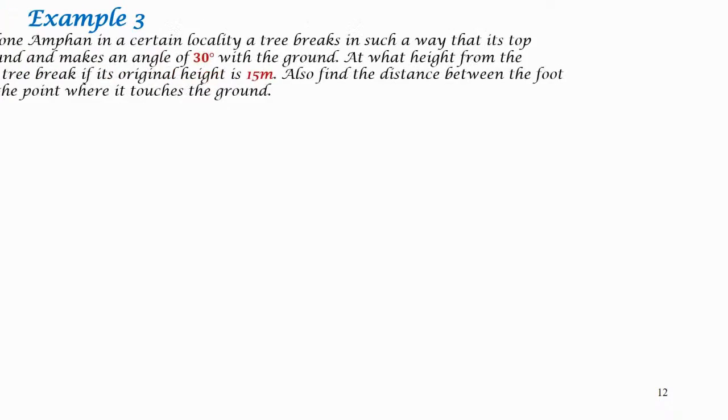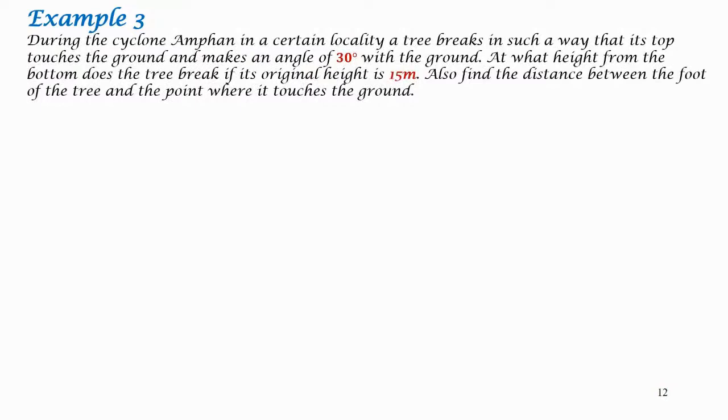Let's go on to the third sum. So during the cyclone Amphan, you must have heard about the cyclone and some may have experienced it also. In a certain locality, a tree breaks in such a way that its top touches the ground and makes an angle of 30 degrees. So again, I've used that other color. So that is one point which you need to note when you are reading a question. 30 degrees with the ground.